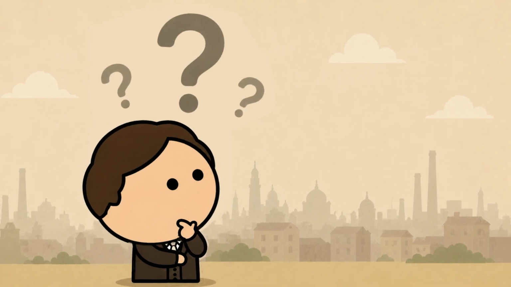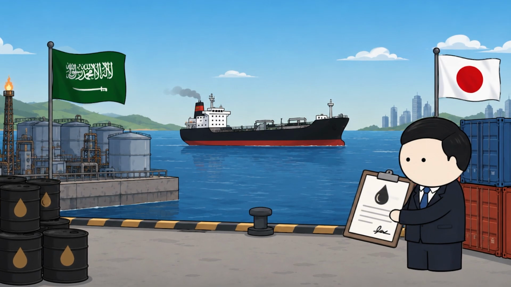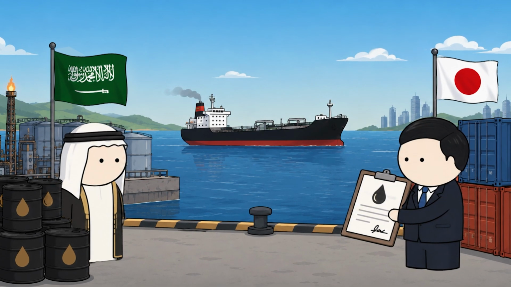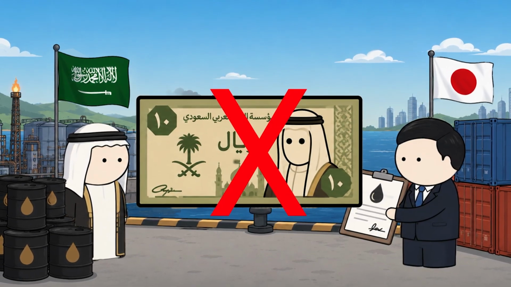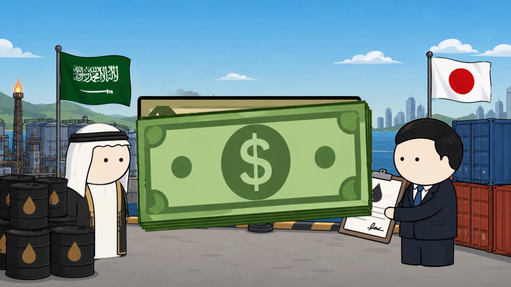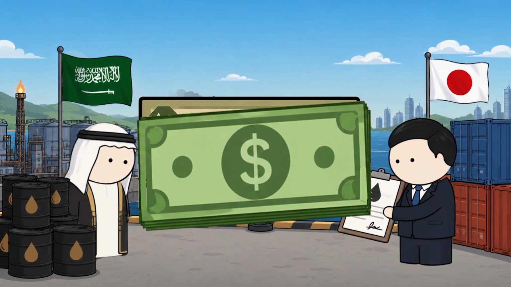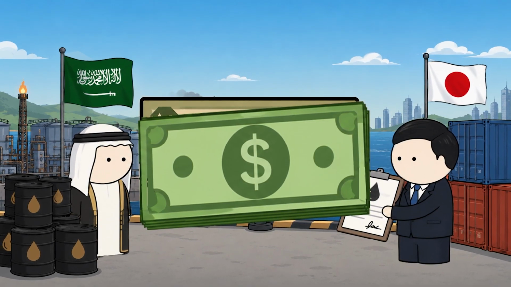Have you ever stopped and wondered, a Japanese company is buying oil from Saudi Arabia, but they're not paying in yen. They're not paying in reals. They're paying in dollars. American dollars, from a country that isn't even part of the transaction.